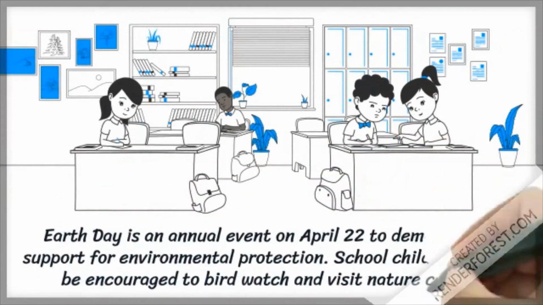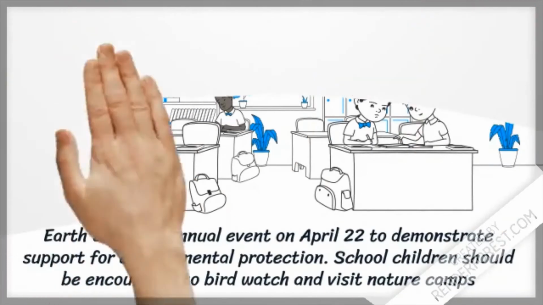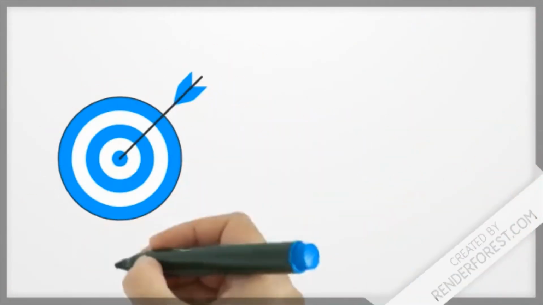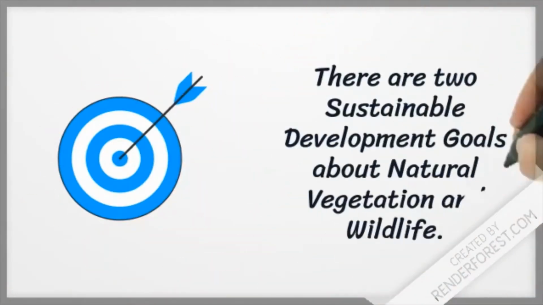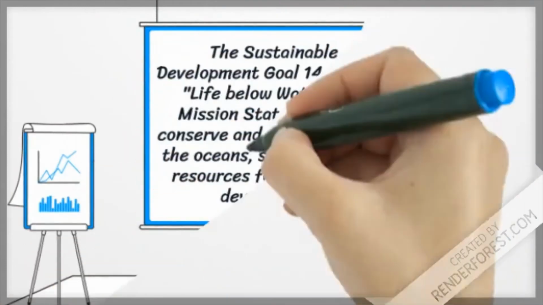Earth Day is an annual event on April 22 to demonstrate support for environmental protection. School children should be encouraged to bird watch and visit nature camps so that they appreciate the habitat of varied species. There are two Sustainable Development Goals about natural vegetation and wildlife.